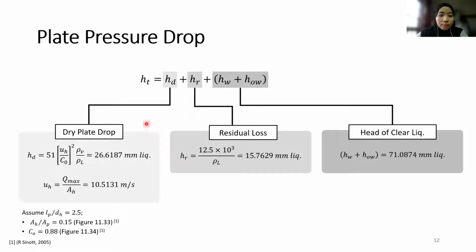For plate pressure drop, it can be divided into dry plate drop, residual loss, and also head of clear liquid. And it is obtained to be 113.47 millimeters of liquid. Next, I will pass to Erin for the next part.